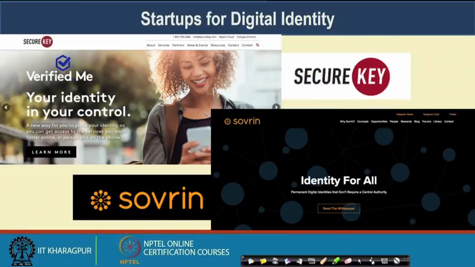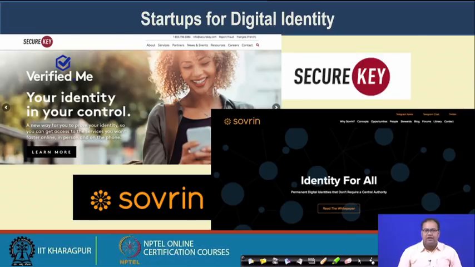There are multiple startups which are nowadays working on digital identity platforms. Secure Key is developing a digital identity platform based on a blockchain and smart contract environment. Sovrin is another well known, popular startup working in this space of digital identity management. Sovrin also has its own white paper, so I encourage all of you to read it to understand how the Sovrin platform works.